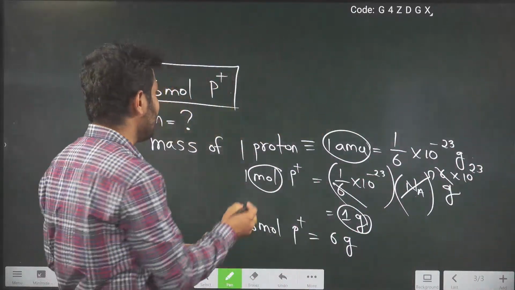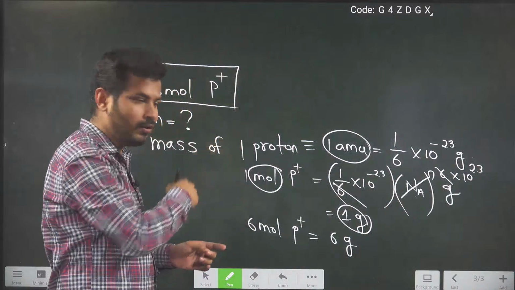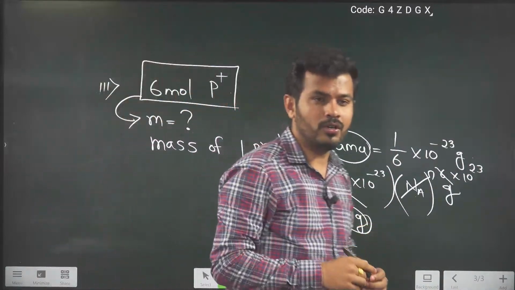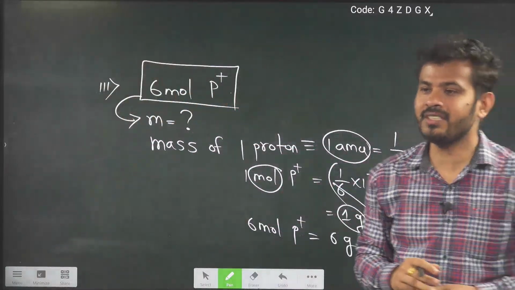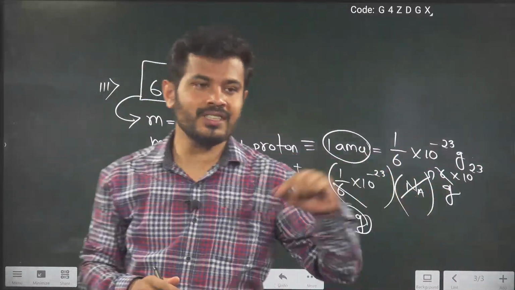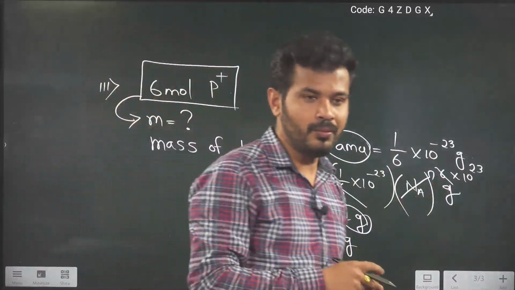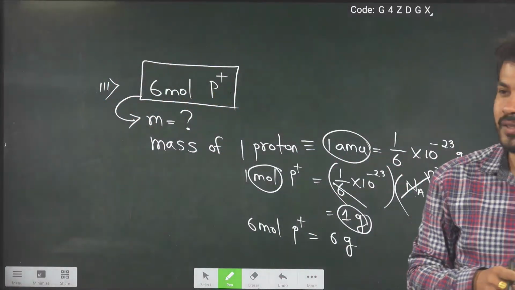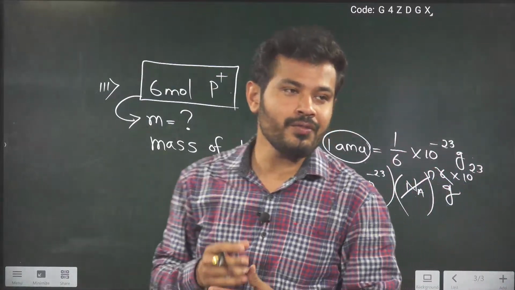Now talking about neutron, what is the mass? Total mass of the carbon sample I have given is 12 gram, out of which 6 gram is proton. So neutron will also be the same, 6 gram. So 6 gram of proton, 6 gram of neutron will be there. Then what is the mass of electron?